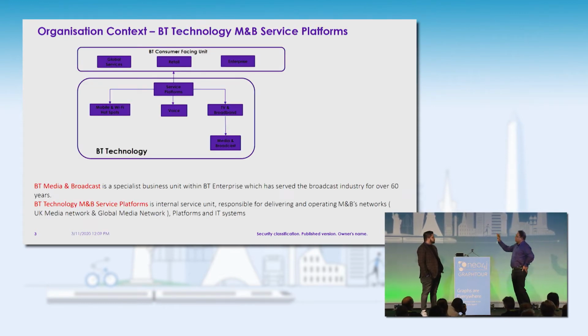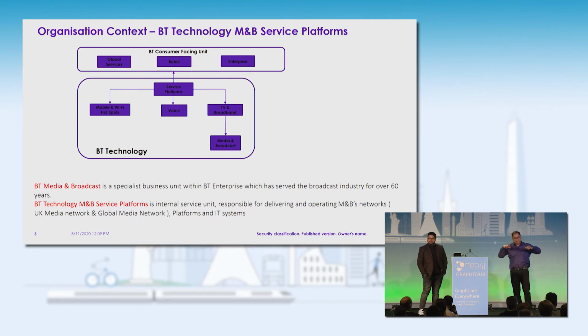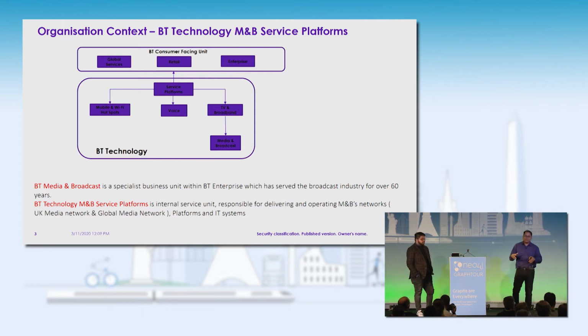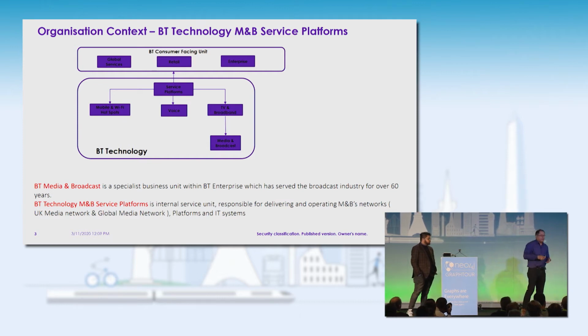If I take this diagram, we have got consumer-facing units of BT, and those consumer-facing units are retail, enterprise, and global services. For all those three consumer-facing units, we have got BT Technology, which is like an IT arm supplying technology solutions to all three. And we belong to BT Technology. Within BT Technology, it's again split between mobile, voice, and TV and broadband.